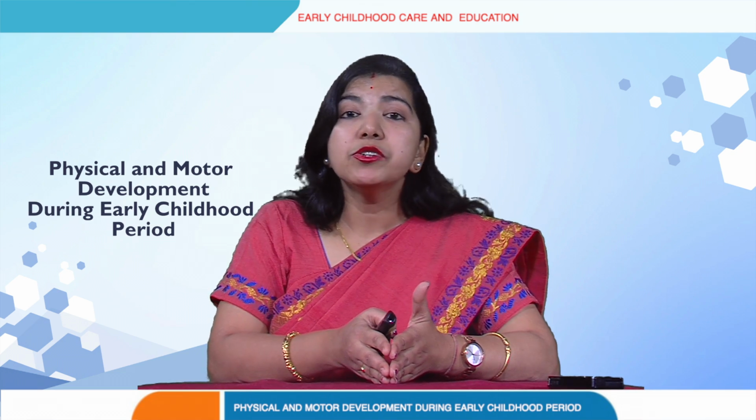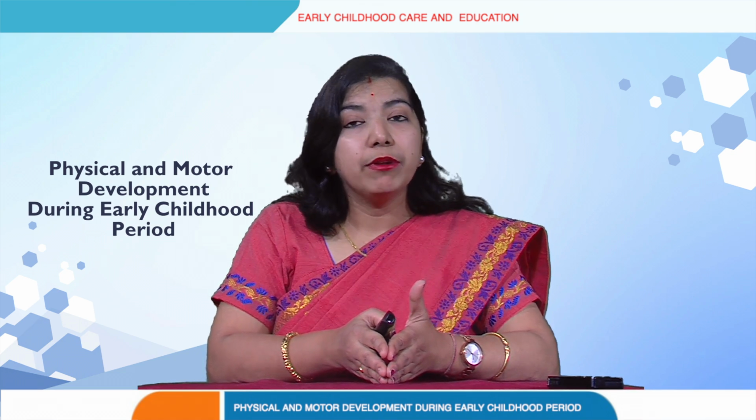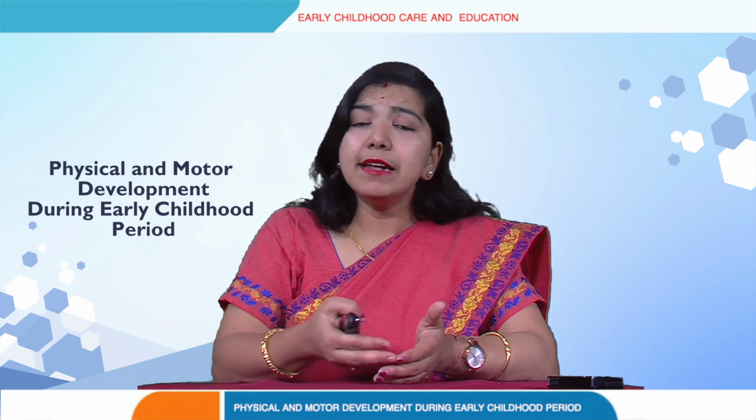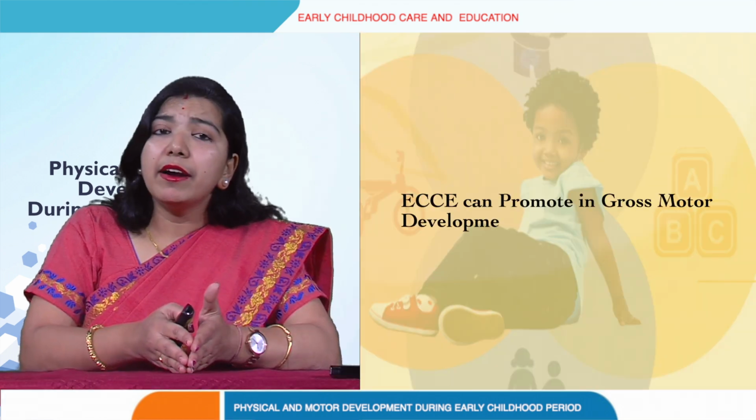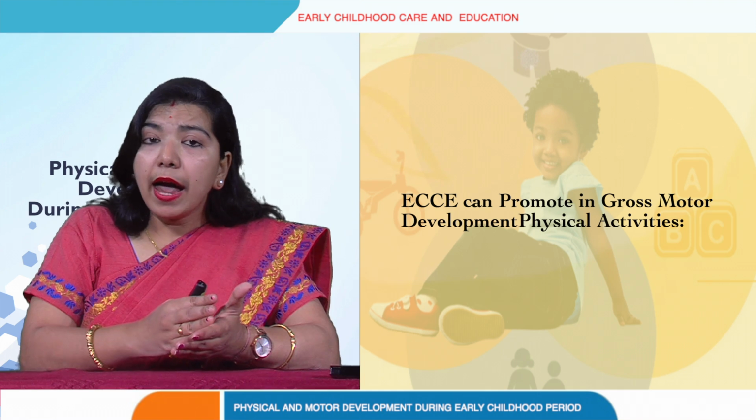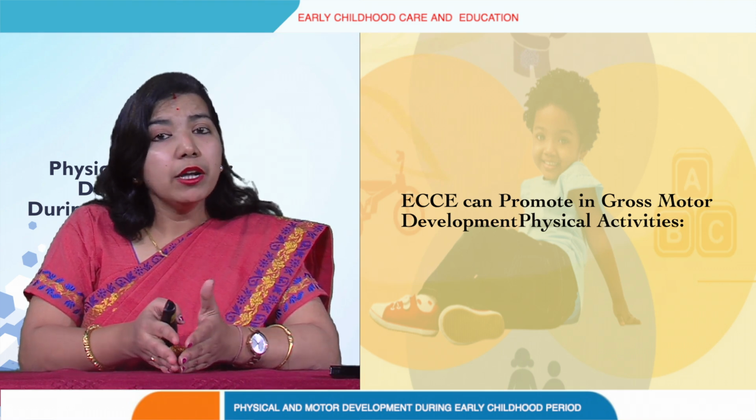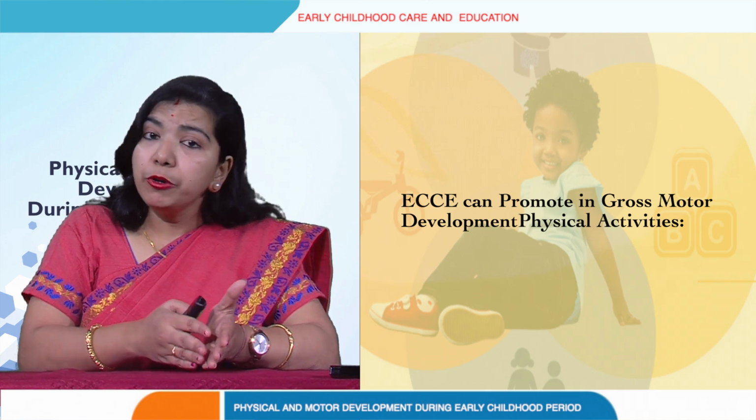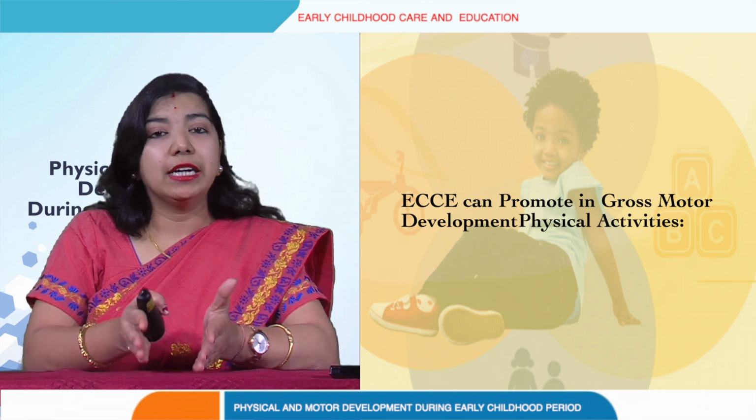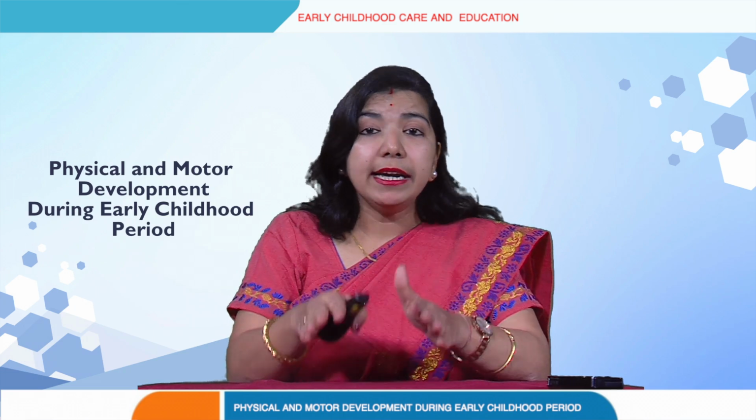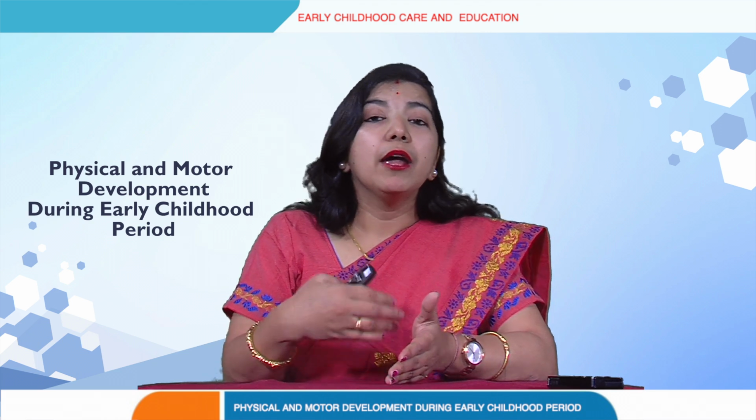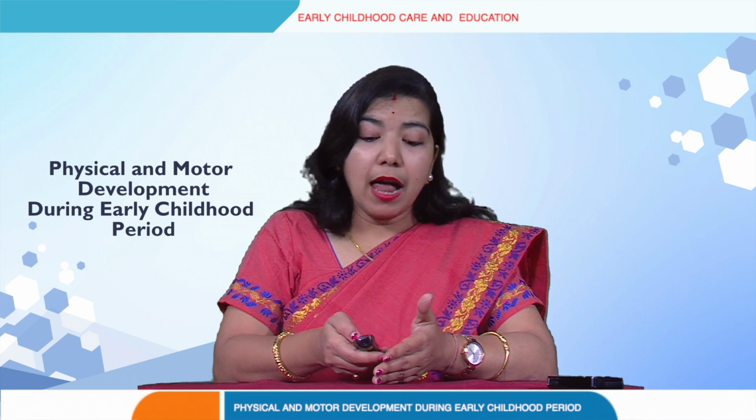As such, you must know the physical and motor development among children, how they occur, or how children attain these milestones. Early childhood care and education can promote gross motor development. How? By ensuring physical activities. Early childhood education programs include outdoor play, sports, and games that enhance large muscle use and coordination. For example, activities like running, jumping, hopping, climbing, and obstacle courses help children improve their balance, strength, and agility.